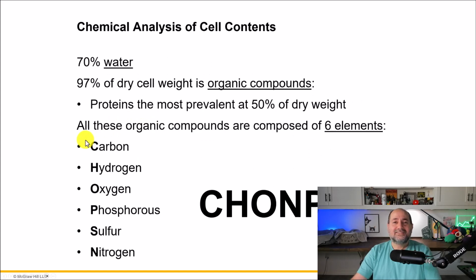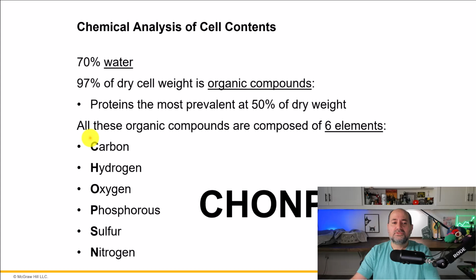So when we're looking at a cell, remember the cell is the basic unit of life, and many of these microorganisms are made up of just one cell. Well, most of the weight of a cell is called water weight, and that's because 70% of the mass of a cell is basically water, right? However, if you were to dry the cell out completely, that would be called dry weight. And 97% of the dry weight of the cell is made up of these organic compounds, right? These molecules that have carbon and hydrogen. And about 50% of that is proteins.